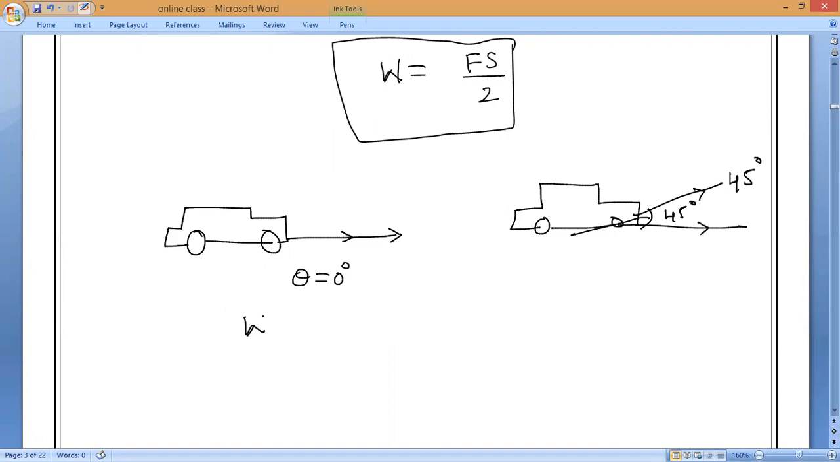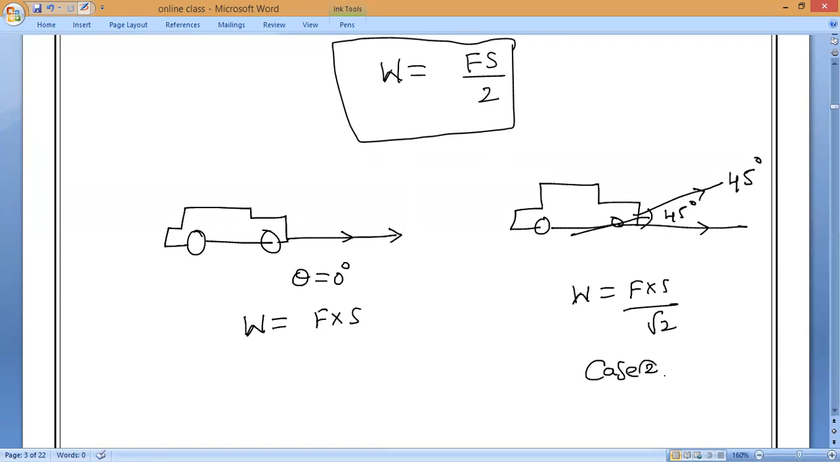Here work done is equal to F into S. Here work done is equal to F into S divided by root 2. So in which case is the work done less, Hari? Case 2, sir. You understand, Harish?